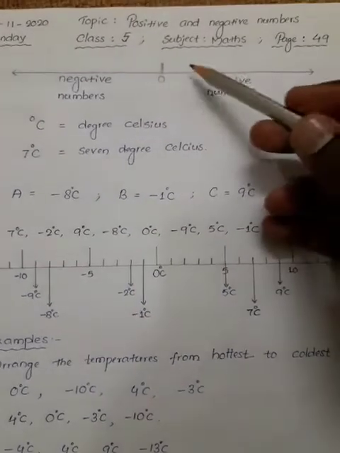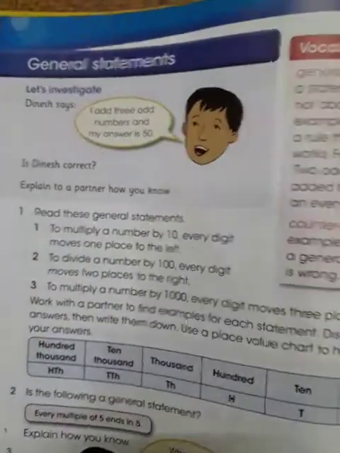Today, our topic is positive and negative numbers. In the last class, we completed general statements. I hope you understand this topic. So, today, the new topic is positive and negative numbers. Okay. So, what are positive and negative numbers?